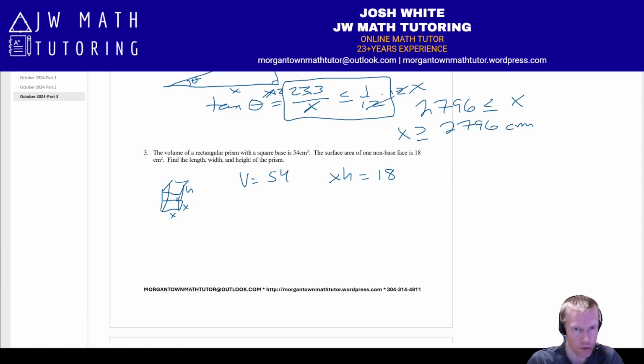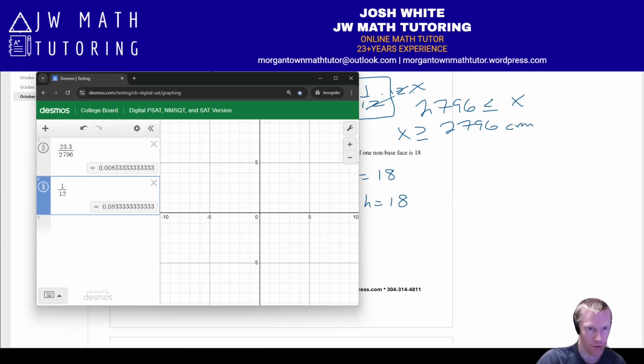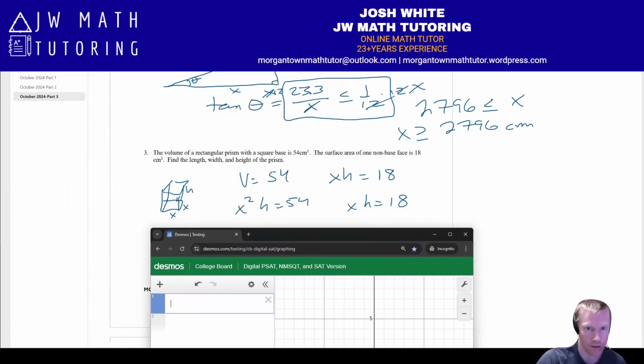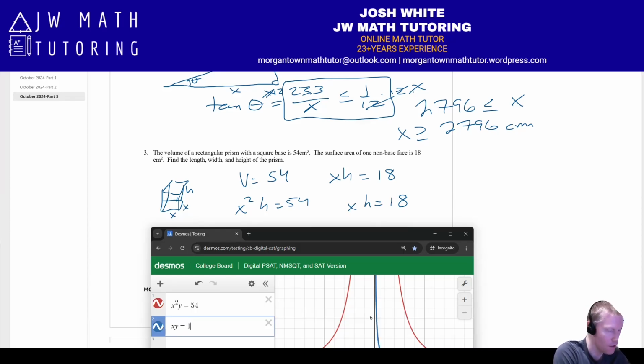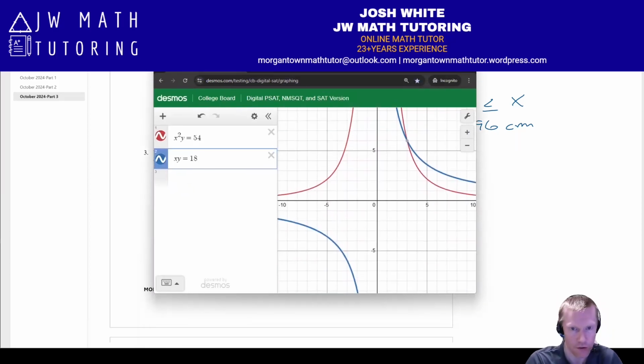If you notice here, the volume for this is going to be x squared times h. So at this point, you basically have 2 equations with 2 unknowns. If you wanted to, you could go to Desmos and punch these 2 in, except we have to use x and y, we can't use x and h. And then we're just going to look for the intersection points. The intersection points are going to be our solutions.